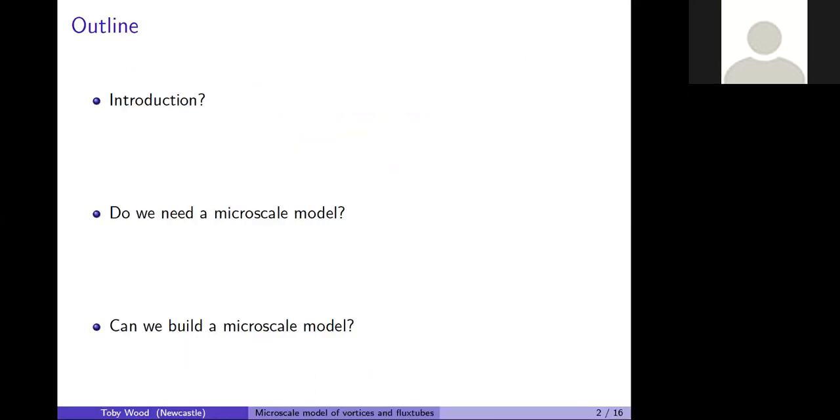Okay, so here's my outline. I don't really like outlines, but here's my best attempt. So I'll give some kind of introduction. Given that we've had in the last 2 days 2 very good review talks of different aspects of neutron stars, I kind of feel like I don't need to give much of an introduction, but I guess I should say something. And then I'll try and motivate why I think having a microscale model might be useful. And then I'll ask, can we actually come up with one? What are the problems in doing so?